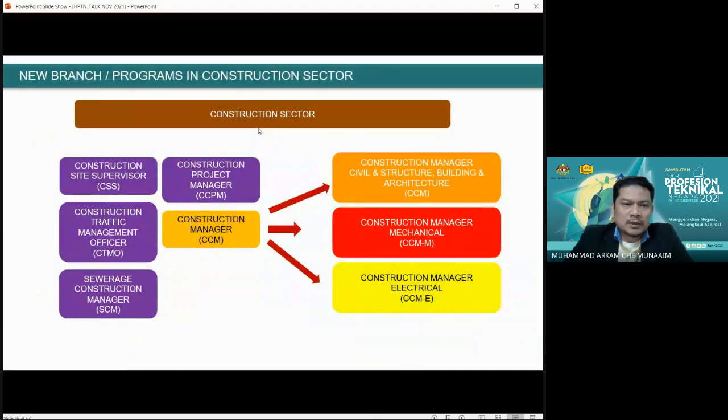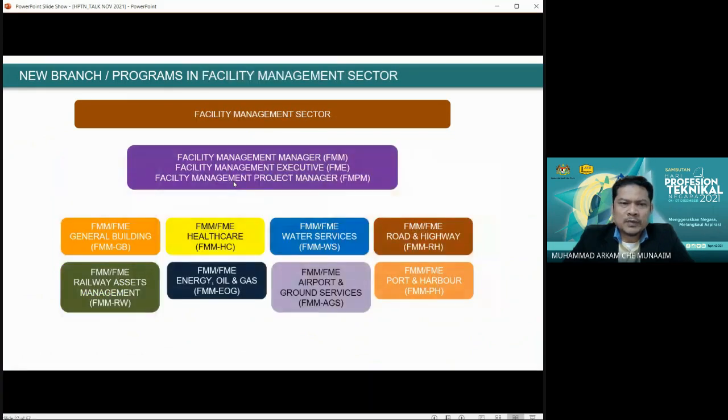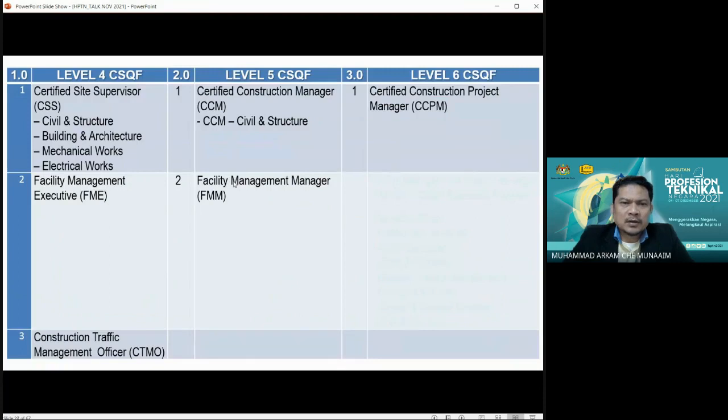Okay. So we have level 4 here: certified site supervisor, CTMO, as well as civil construction manager. Later on, they will become CCM. CCM has three other specialization areas: normal CCM, which is CNS, BNA, and also mechanical as well as electrical. So they go for project manager, CCPM, later. Okay, this is for FME. FME, I need to skip there. Okay, this is the framework of the current programs identified in CIDB.